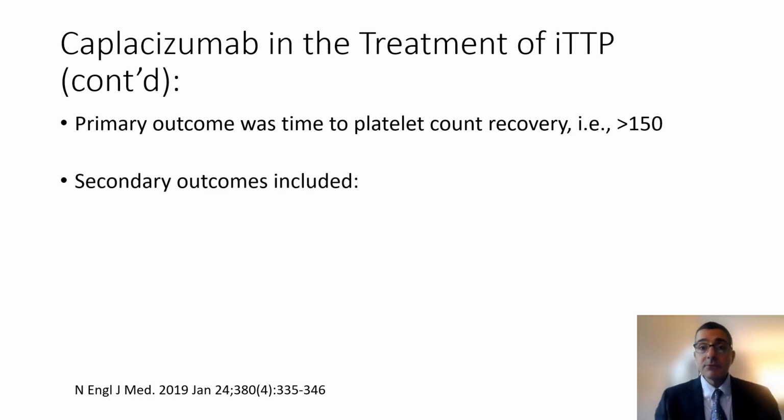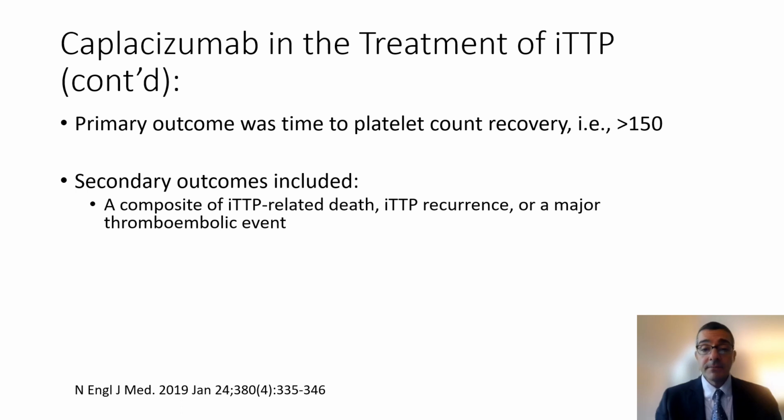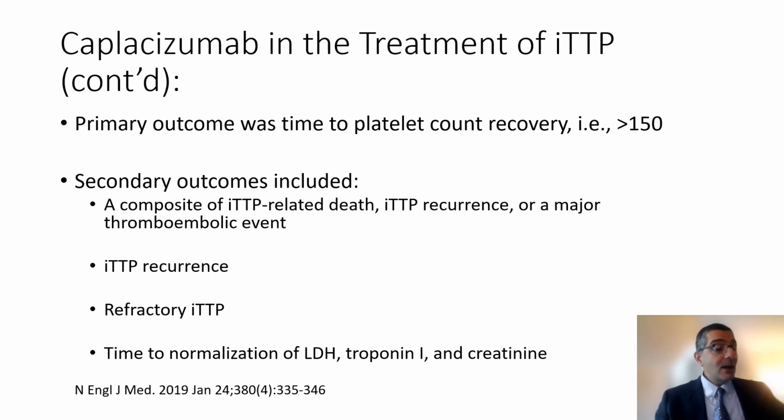And of course, you do a big enough trial, we want all these secondary outcomes. Is there death? Is there recurrence? Are there any blood clots? And what is the rate of someone getting refractory TTP? And how quickly can we show a normalization of these biomarkers? LDH is what we see when red blood cells are destroyed. Troponin is a marker for cardiac damage, for heart damage, and creatinine is a marker of how well the kidneys are working.